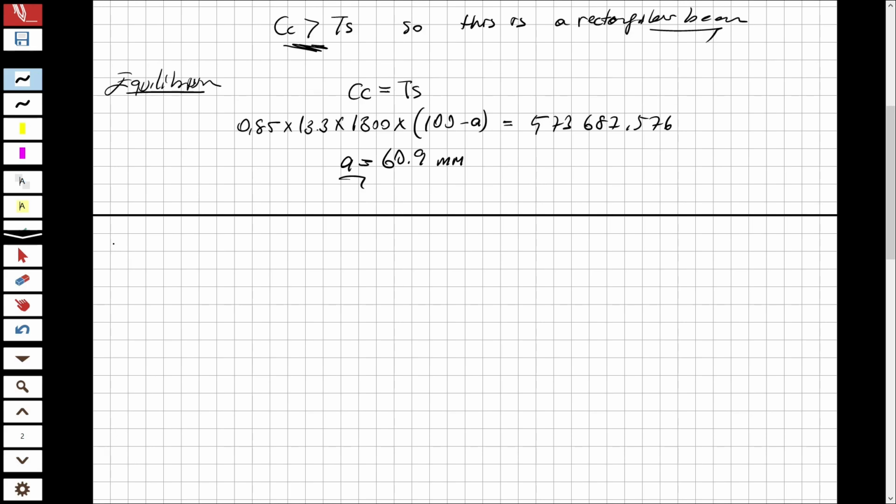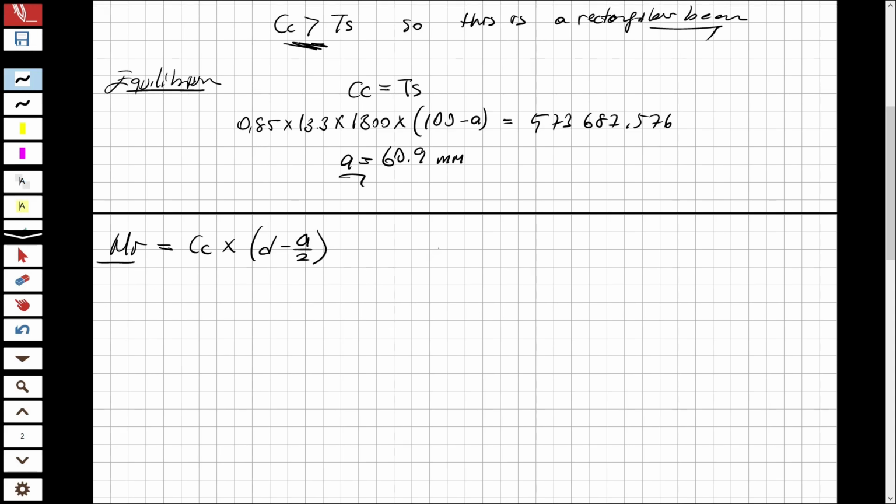This is going to behave like a normal rectangular beam, okay? So the formulation will be compression concrete multiplied by D minus A over 2. So why D minus A over 2? I'm going to show you here actually.